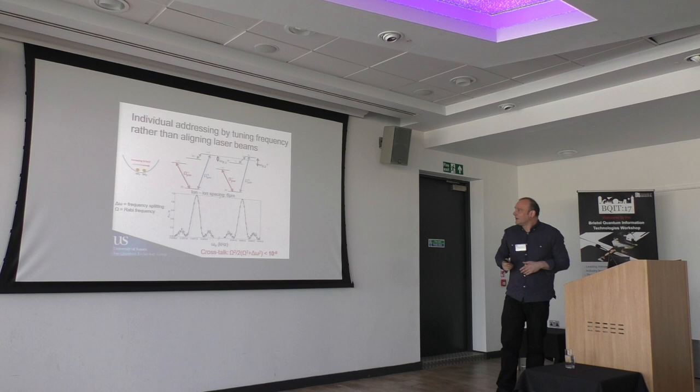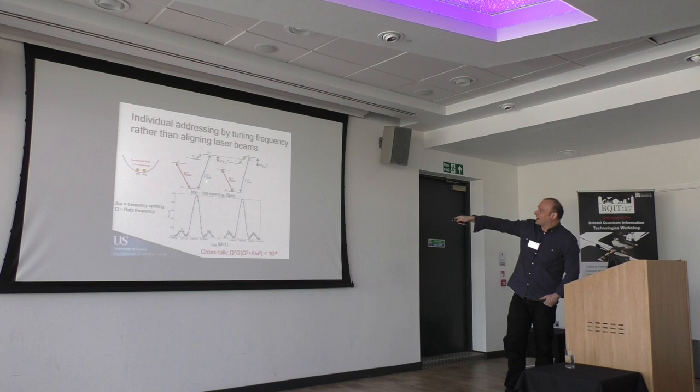Now, let's do this the microwave way. Have a look at this level diagram here. What we're doing now is we change the frequency of this RF field here. We just tune the frequency of this field here. And as we do that, we can now either interact with ion 1 or with ion 2.